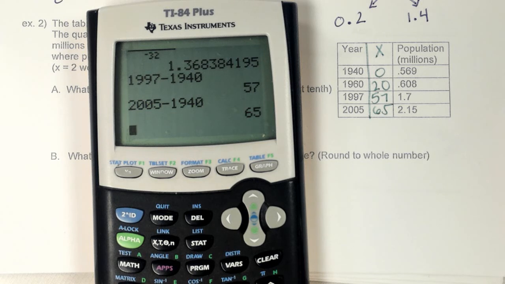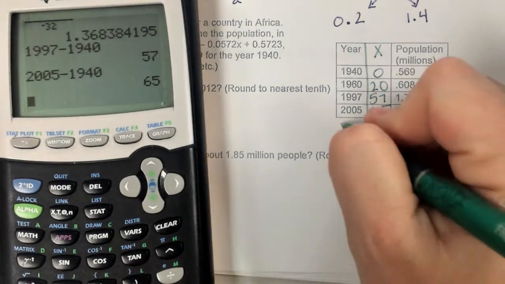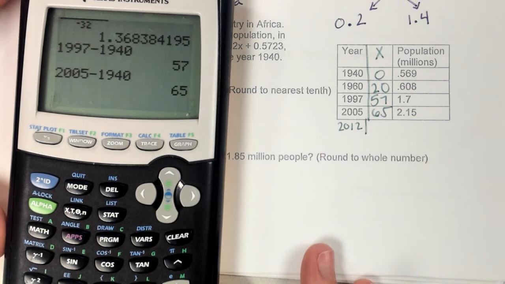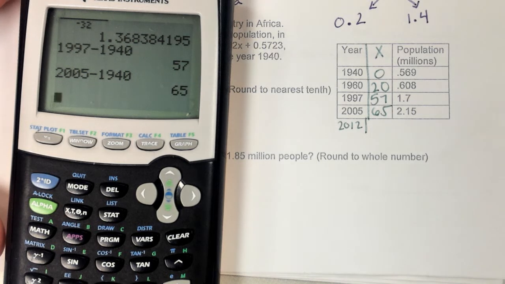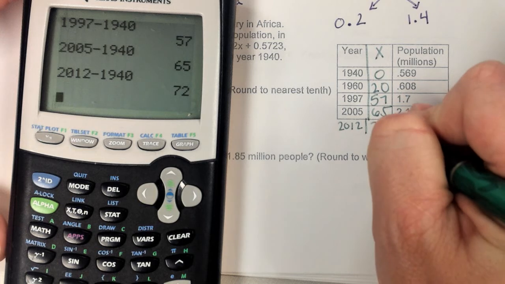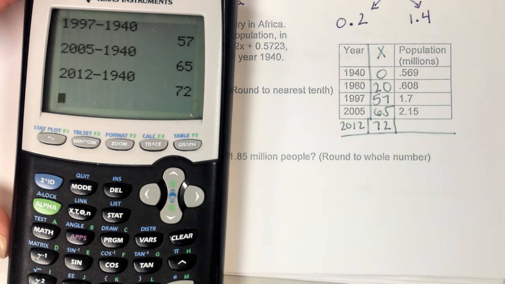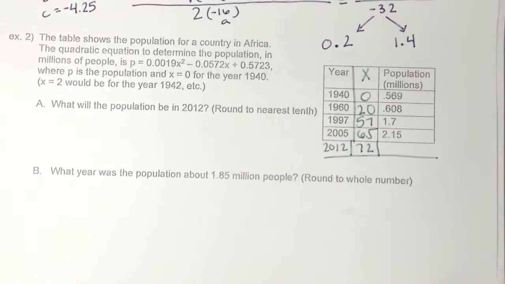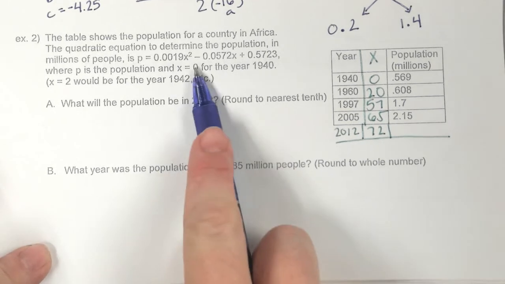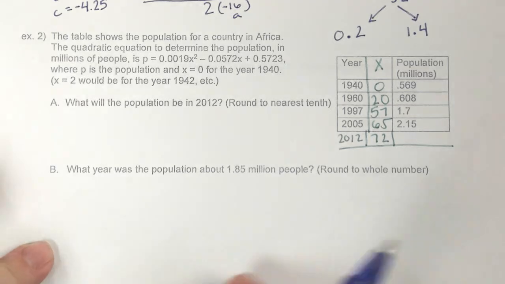So knowing that, A says, what will the population be in 2012? So I need to know 2012, what would that X be? Well, 2012 minus 1940 is 72. And we're trying to find this guy, the population. Well, can I tell you what's cool about this, y'all? It gave us X. Do we have to do the quadratic formula to figure that out? No, can't we just plug it in?